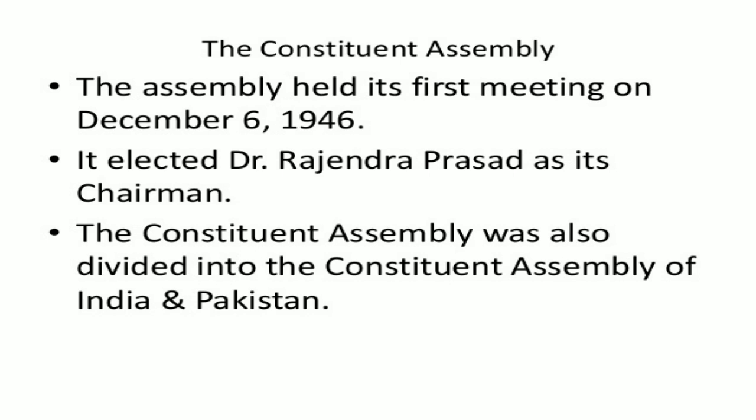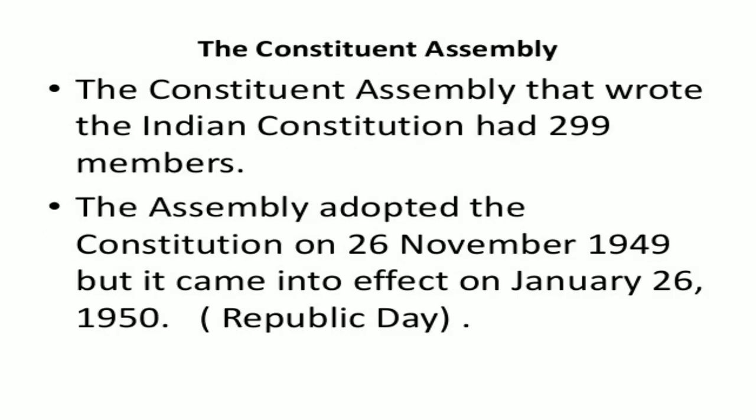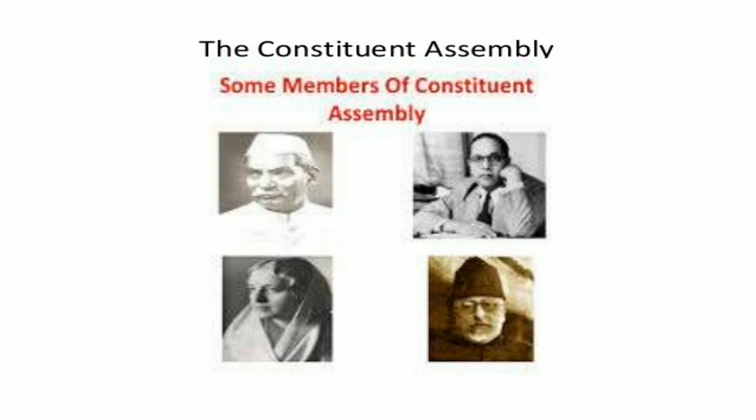The Constituent Assembly was also divided into the Constituent Assembly of India and Pakistan. The Constituent Assembly that wrote the Indian Constitution had 299 members. The Assembly adopted the Constitution on 26 November 1949, but it came into effect on 26 January 1950. From that time, we started to celebrate Republic Day on 26 January. These are some members of the Constituent Assembly in India.